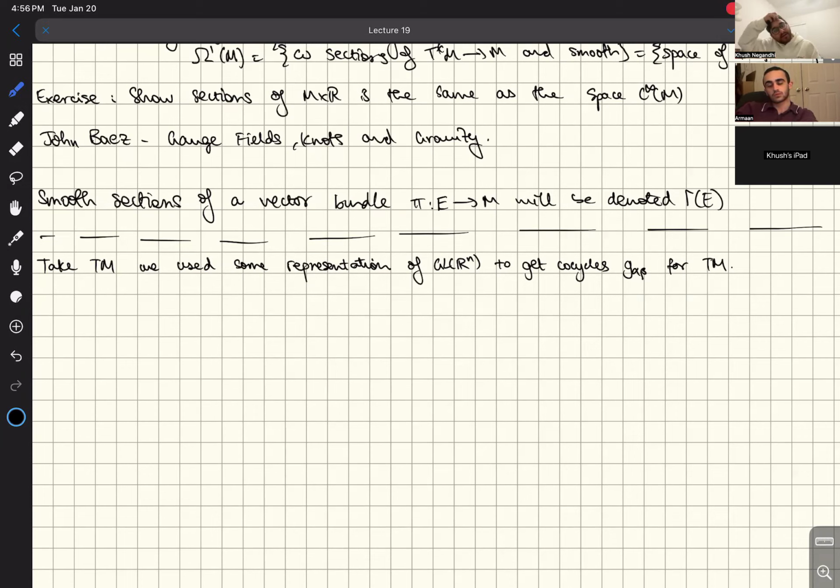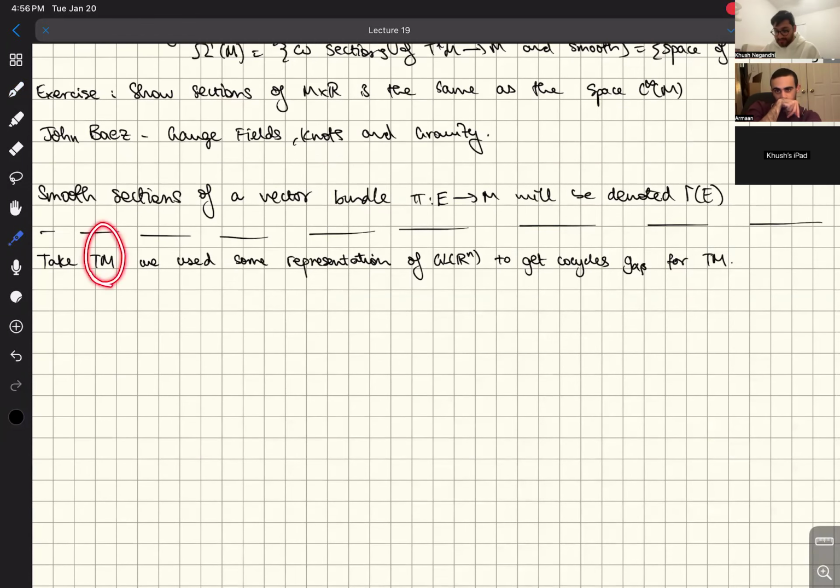Also, regarding interesting topology of the tangent bundle, in the exercises that I posted yesterday, I've outlined a proof that the tangent bundle of the sphere is non-trivial, in the sense that it's not just this thing.